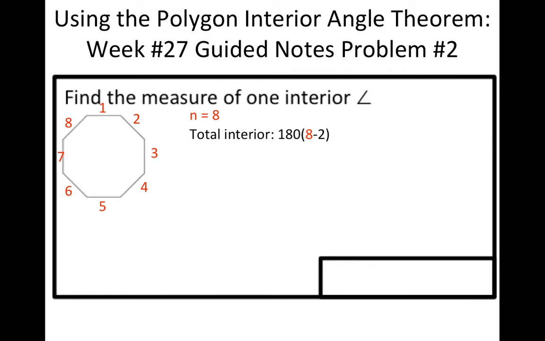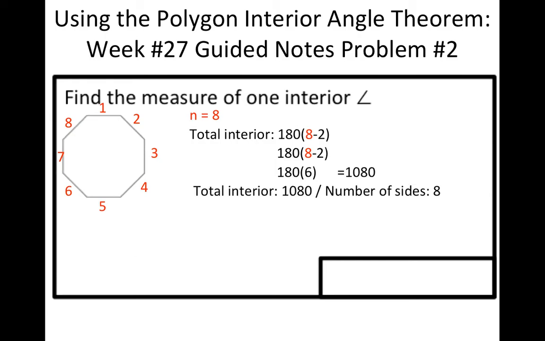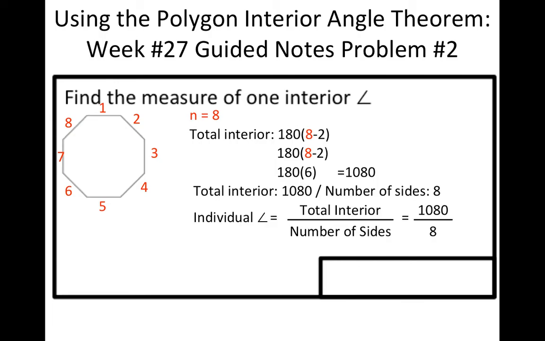We can substitute in. So we get 180 times 6, which equals 1080. And so we know that the total interior is 1080 degrees, and the total number of sides is 8. To get an individual angle, we divide those: we take 1080 over 8, which equals 135.